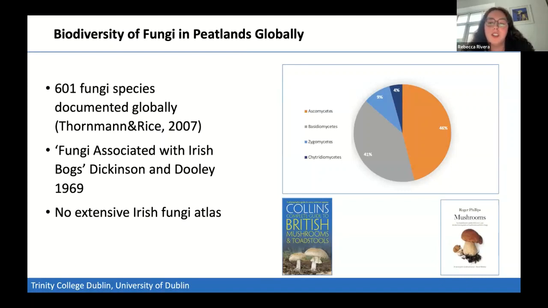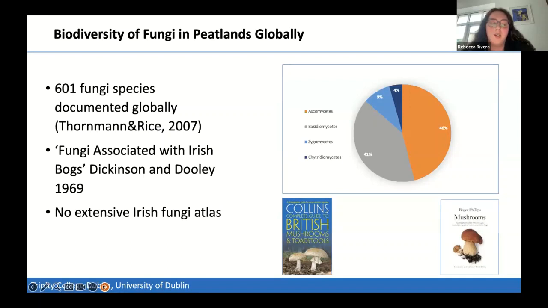Of those 600 species, predominantly they're ascomycetes, followed by basidiomycetes, then zygomycetes, and then chytridiomycetes. In Ireland, fungi are really poorly documented. There's no extensive atlas for fungi, never mind in peatlands. There's one paper that has documented fungi, done in 1969 by Dickson and Dooley here in Trinity. When we find fungi in the field, we're using the Complete Guide to British Mushrooms and Toadstools and the Roger Phillips mushroom book.